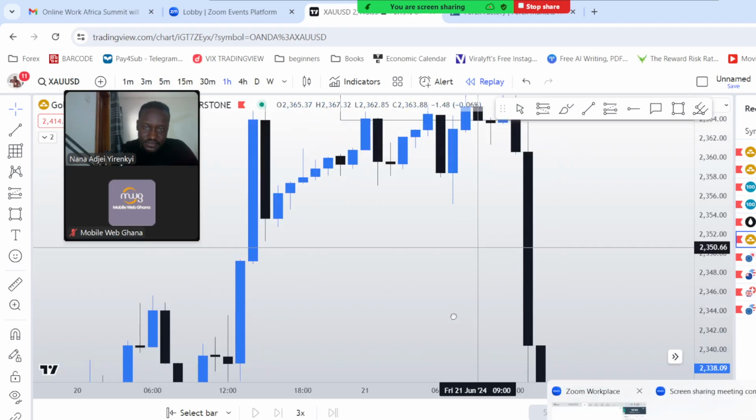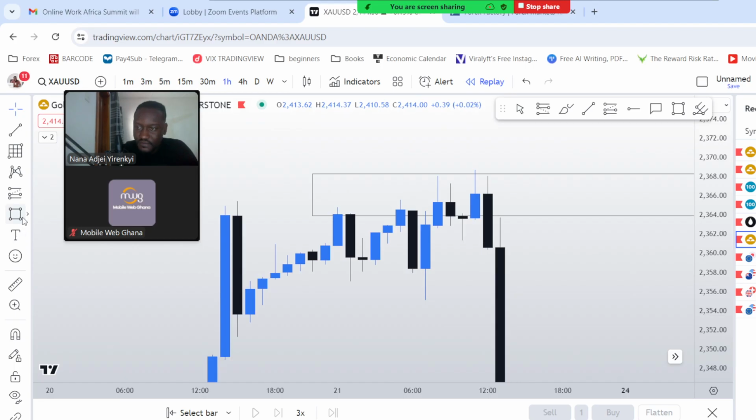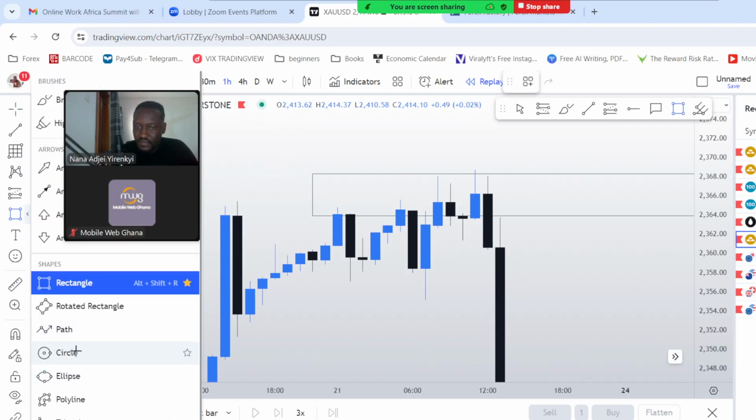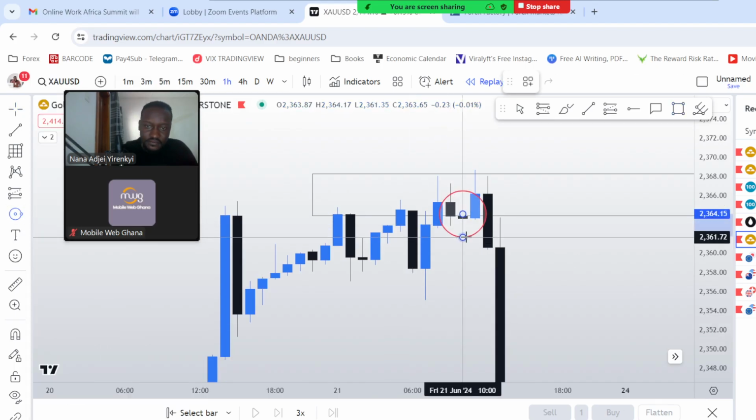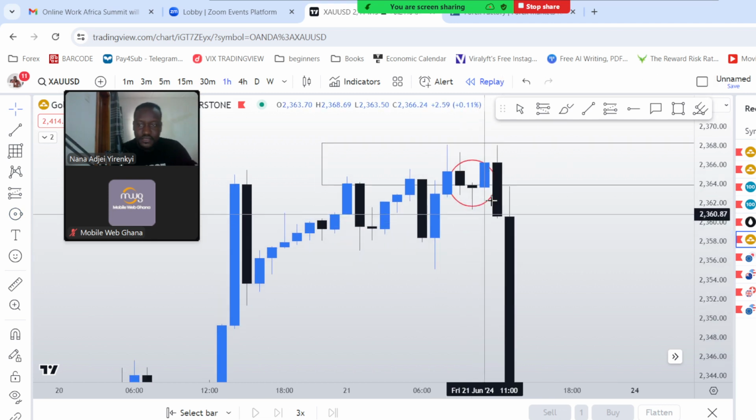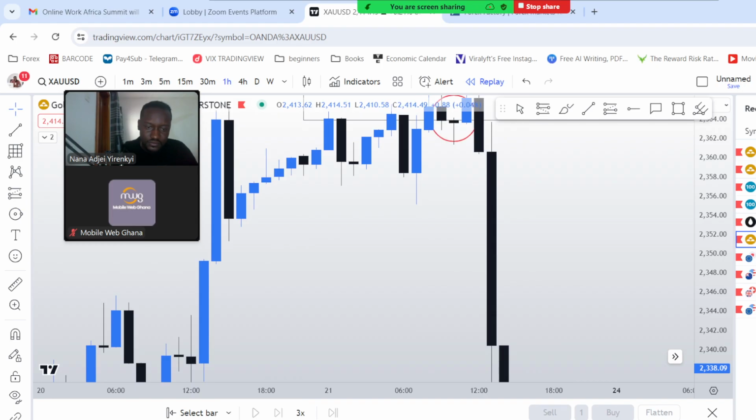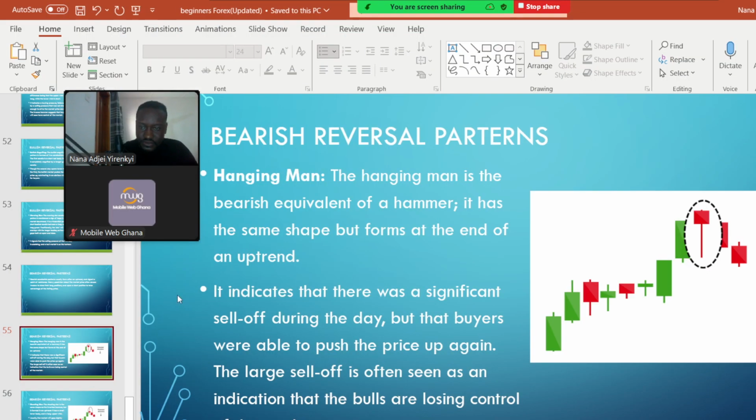Okay, so that is it. So we had a hammer pattern over here, a hammer pattern formed over here, a hammer pattern being formed over here, and then the bearish engulfing candle dropping price all the way to the downside.